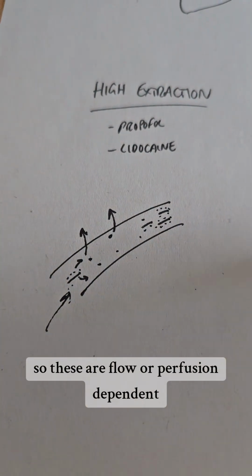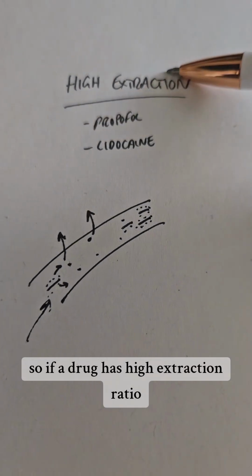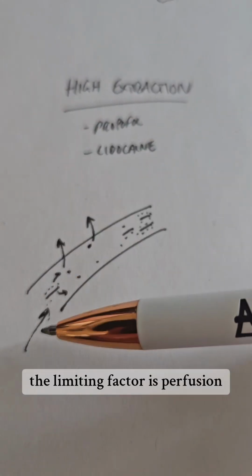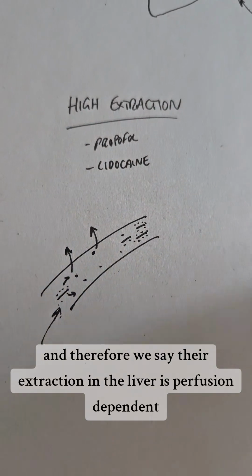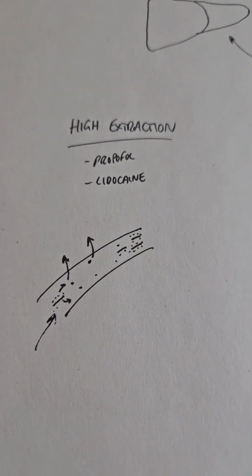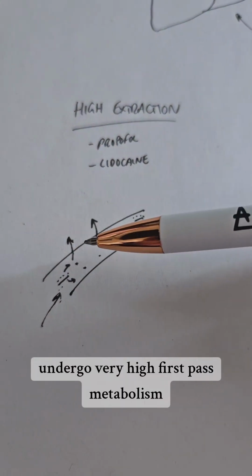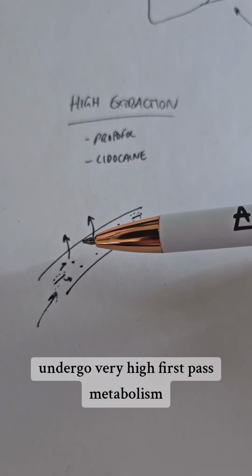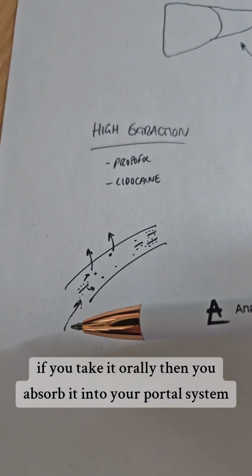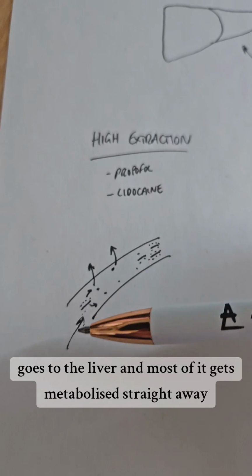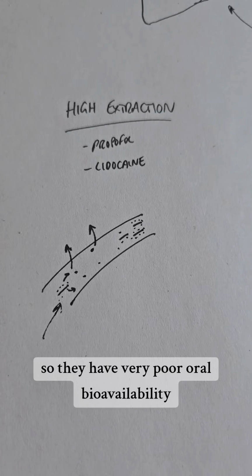So these are flow or perfusion dependent. If a drug has a high extraction ratio, the limiting factor is perfusion, and therefore we say their extraction in the liver is perfusion dependent. And it's unsurprising that drugs with high extraction undergo very high first pass metabolism, i.e. if you take it orally, then you absorb it into your portal system, it goes to the liver, and most of it gets metabolized straight away, so they have very poor oral bioavailability.